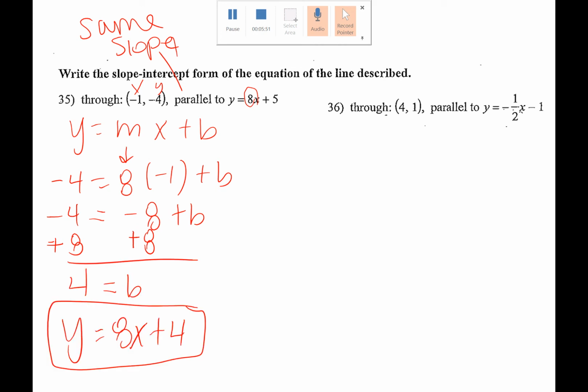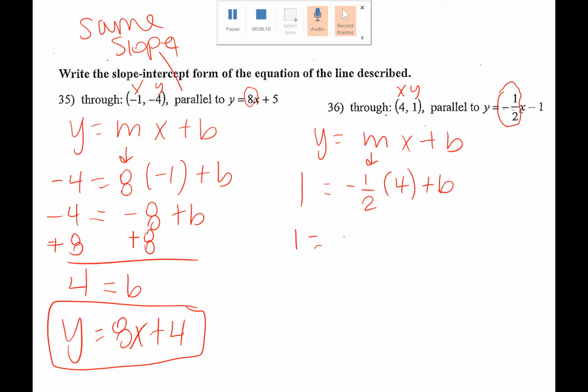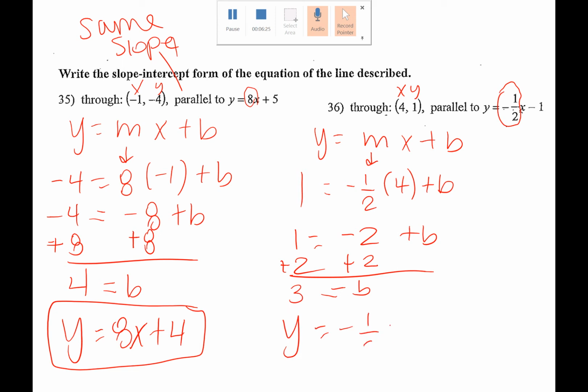and I'm going to do the same thing for number 36. Again, here's my slope. I need to keep it parallel to that, so that's the same slope. So again, using y is equal to mx plus b, I'm going to plug in my m of -1/2 and then use my x and y points here. X is 4, and then y is 1. So 1 is equal to -1/2 times 4. That's -4/2, or -2. And then when I add 2 to both sides, I get b is equal to 3. So y is equal to -1/2 x plus 3. Okay?